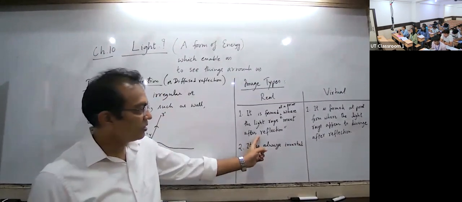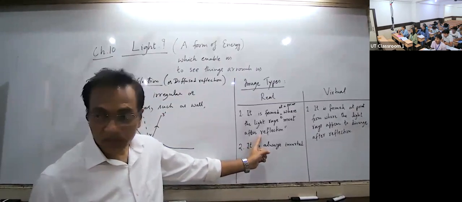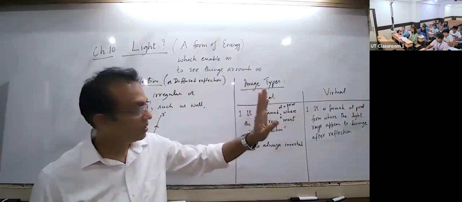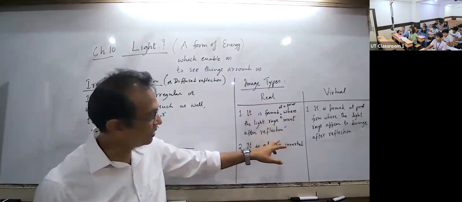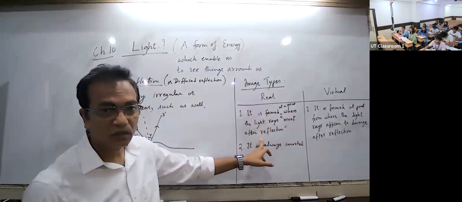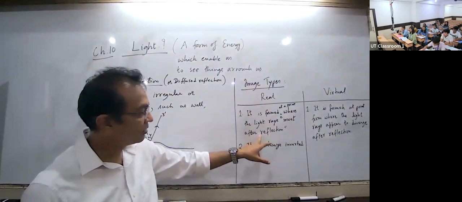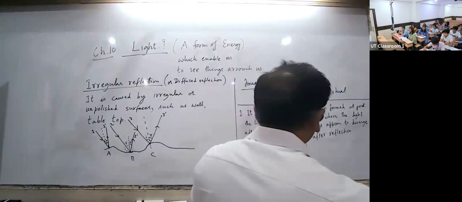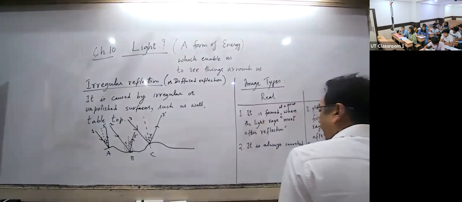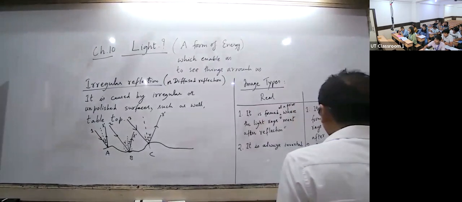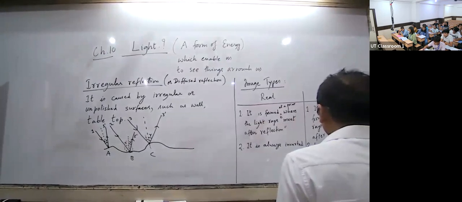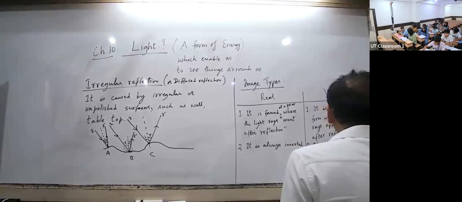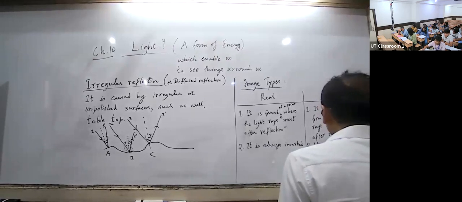This definition is also true for refraction, reflection or refraction. But we will write it again just by changing this word. So keep this definition in mind. The term reflection will be replaced by refraction later on. Second, it is always erect or upright. Always erect or upright.